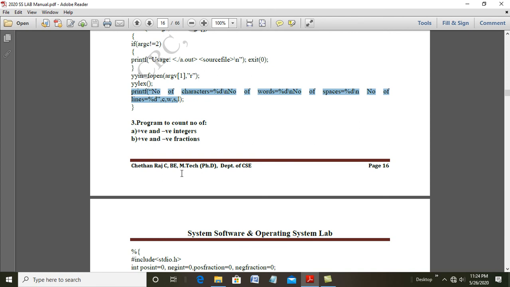The user has to write a program to count the number of positive and negative numbers, and positive and negative fractions. Very simple. How can we identify a positive number? Any number which has no sign is a positive number. Any number which has a minus sign is called a negative number. A positive number is sometimes represented with a sign and sometimes without, but a negative number is always represented with a negative sign, that is, minus. Same thing for a positive and negative fraction.